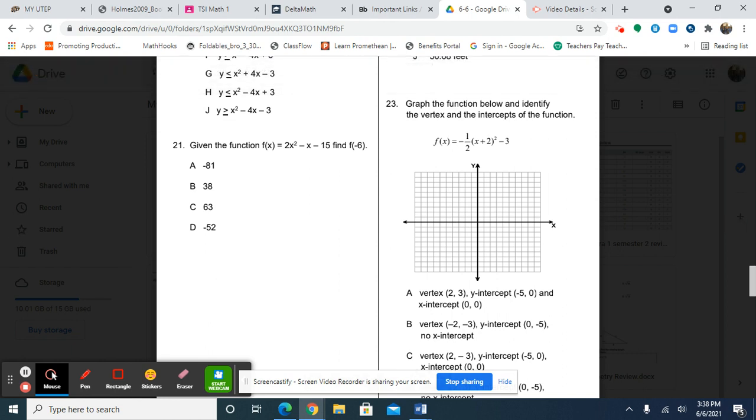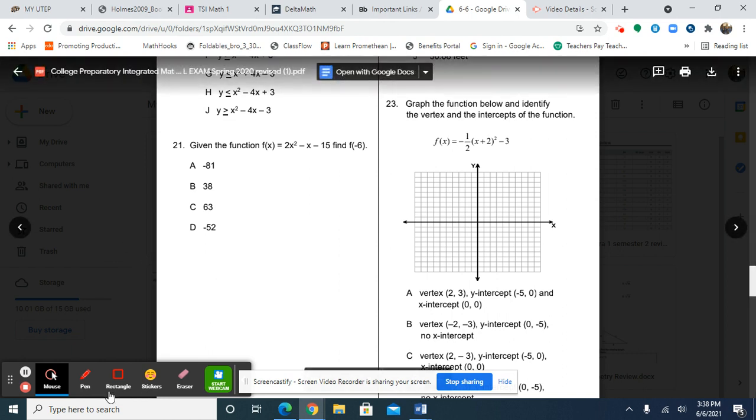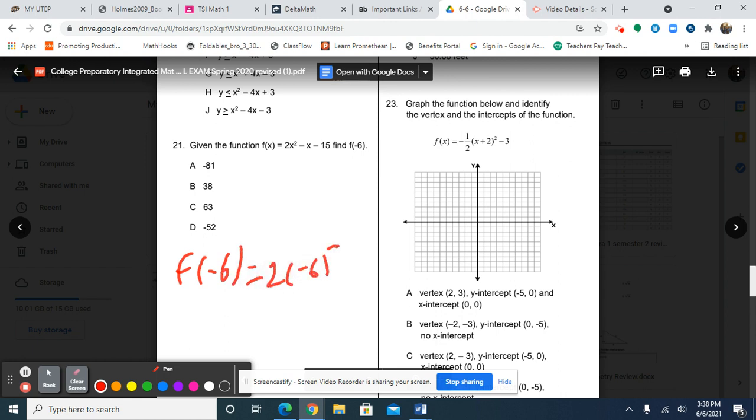Let's move on to number 21. Now with this function notation, it's asking us what the function will be when x is equal to 6. So what we need to do is plug in 6 wherever we see x. So that's 2 and then negative 6 squared minus negative 6 minus 15.